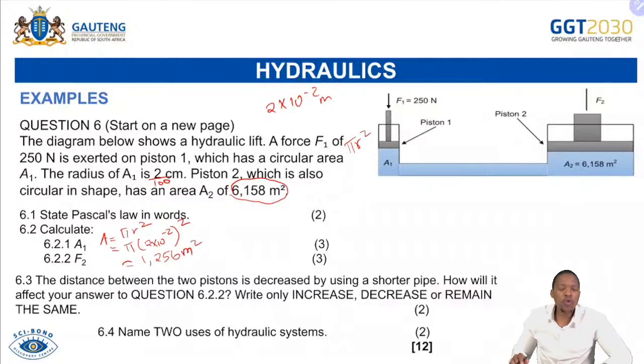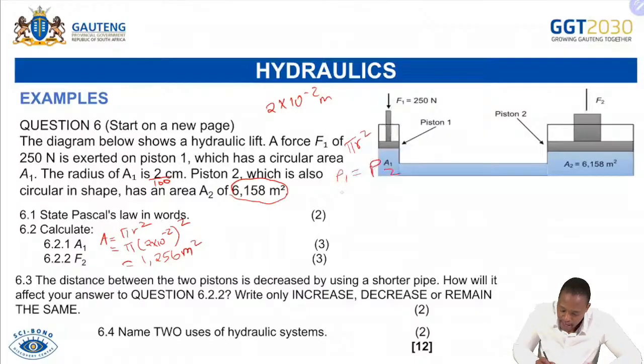And then they say calculate F2, the force that is going to be outputted here, the force that we expected. It must be a bigger force. All right, how are we going to do that? What we know is that Pascal's law tells us that the pressure here will be transmitted equally. So P1 equals P2. All right, that means F1 over A1 equals F2 over A2.